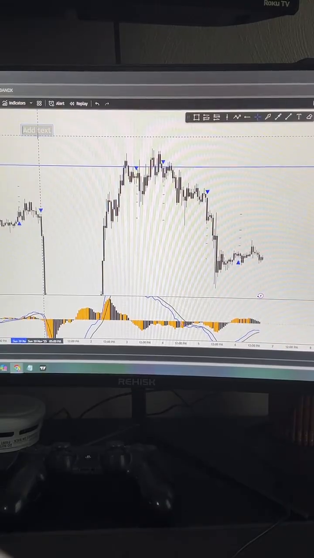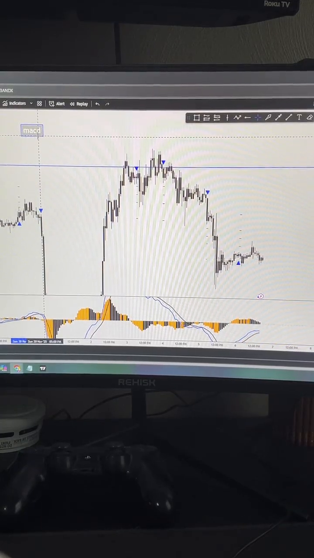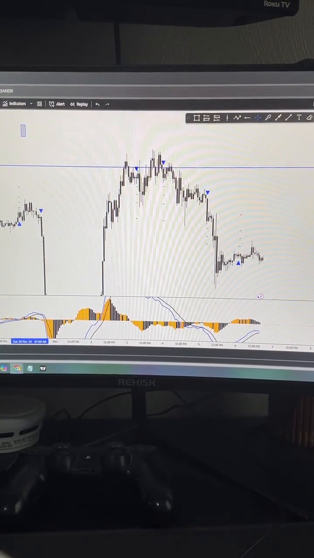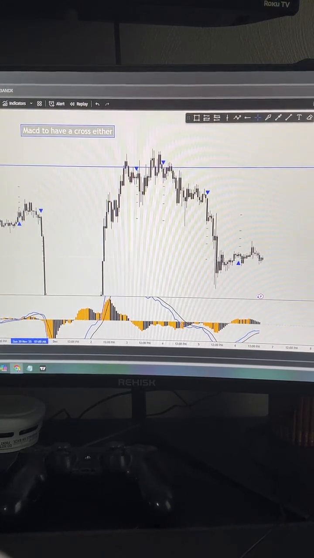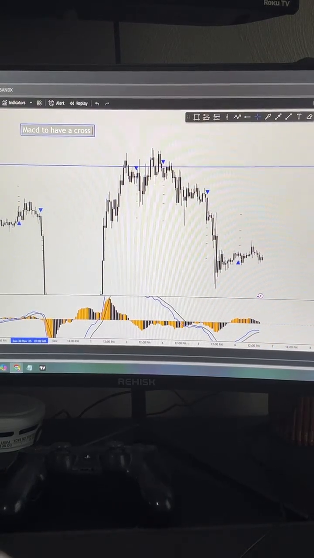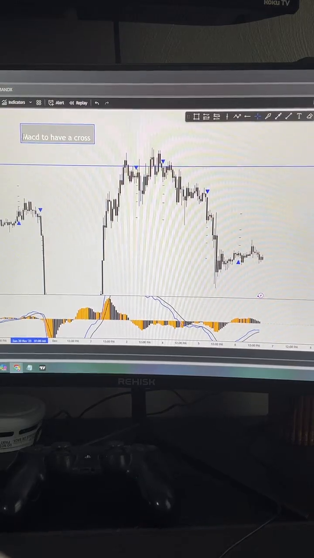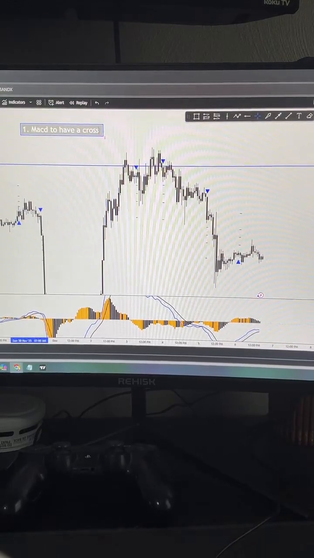So one, we're going to want to check the MACD and make sure that the MACD, let me make this look a little better. And feel free to ask any questions. We want the MACD to have a cross. I'm just gonna have a cross, and that's gonna be 1. 2, why did it do that? This is making me mad. All right, boom. For 1, we're gonna want the MACD to have a cross.